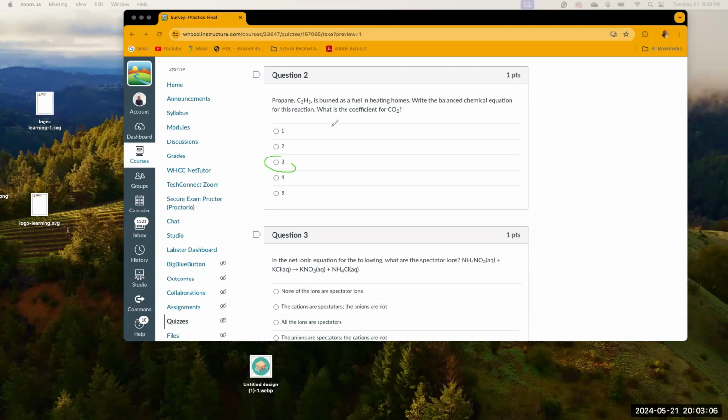Okay. So I'm not so sharp. I have to actually write down the equation. So we know that there's C3H8, and we know that we're going to be needing oxygen since it's a combustion reaction, since burning's happening. We're going to end up with carbon dioxide plus water.